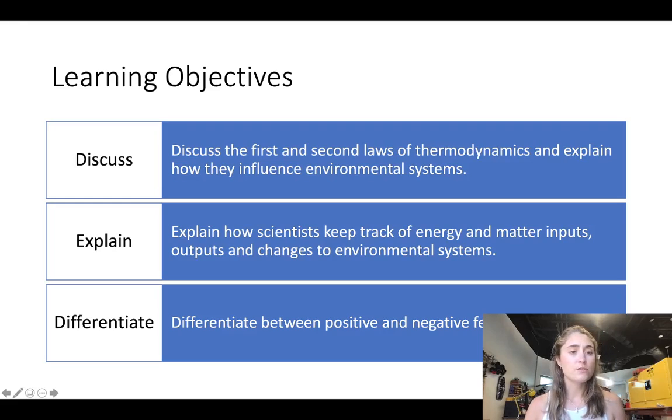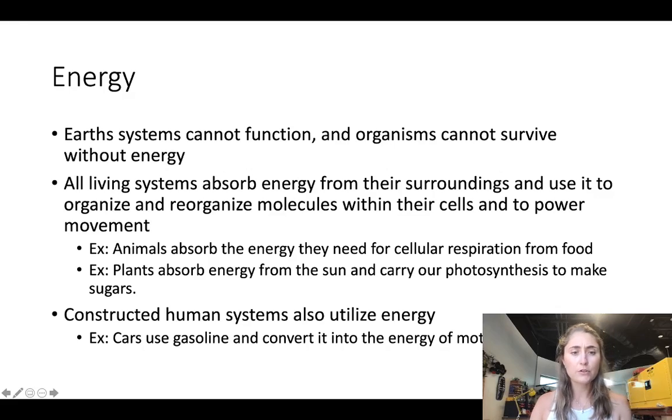Our learning objectives for today are to discuss the first and second laws of thermodynamics and explain how they influence environmental systems. So really we're going to be applying those to trophic pyramids and trophic levels. We're going to explain how scientists keep track of energy and matter inputs and outputs and changes to environmental systems. And we're also going to differentiate between positive and negative feedback loops and look at how we can also apply those to environmental systems.